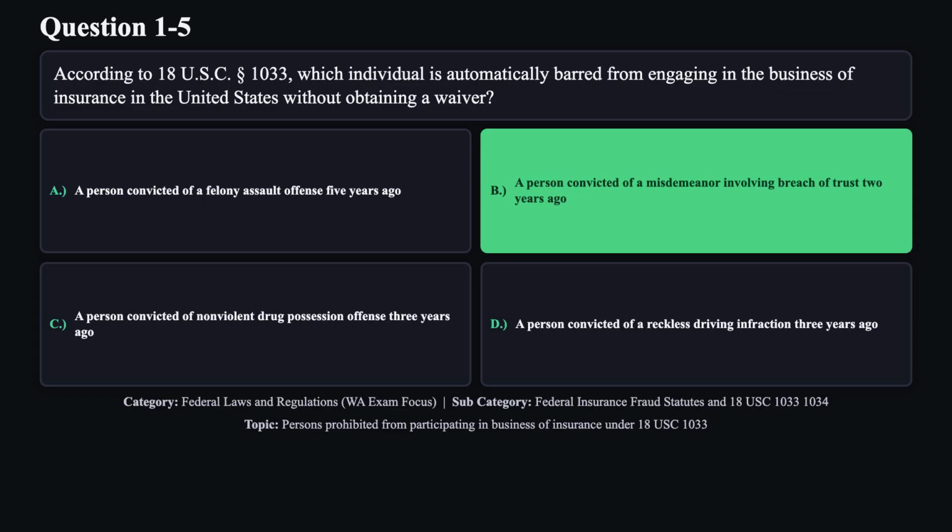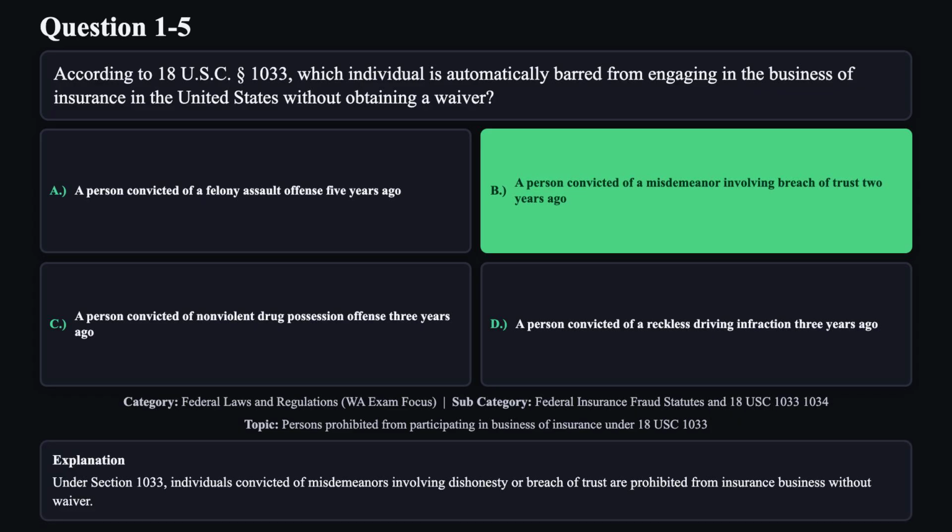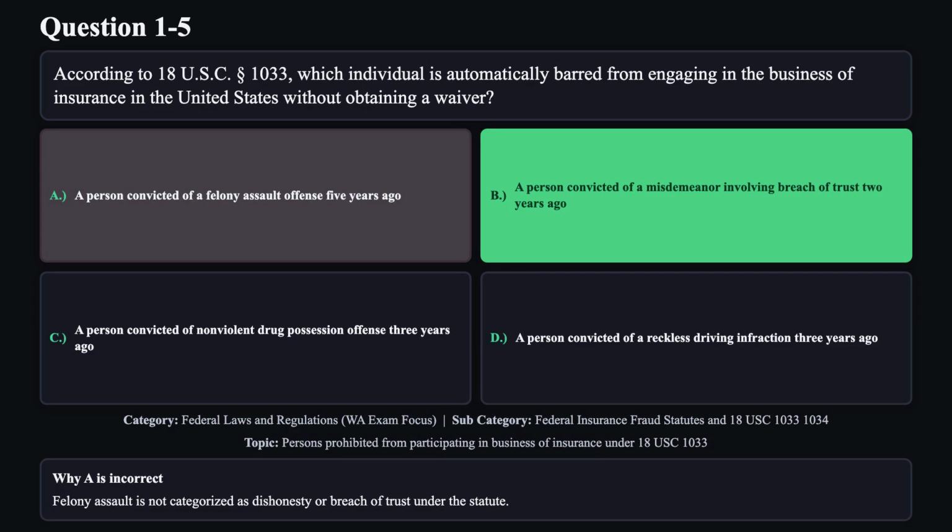The correct answer is B. Under Section 1033, individuals convicted of misdemeanors involving dishonesty or breach of trust are prohibited from insurance business without waiver. Reason A is not correct. Felony assault is not categorized as dishonesty or breach of trust under the statute.